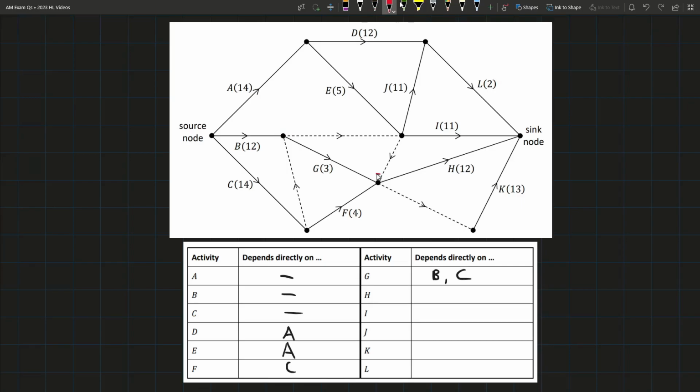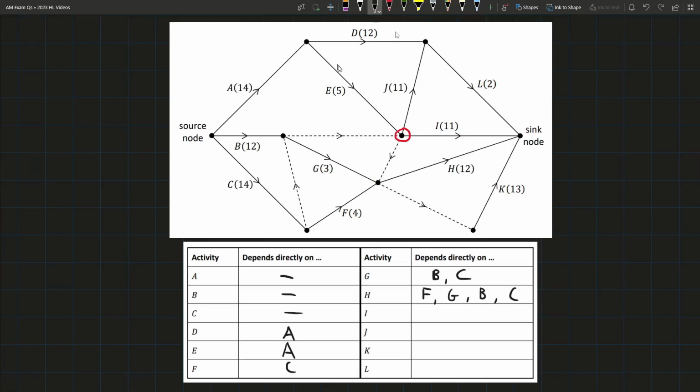If we look at H, that comes out of this node, so what's going into this node? Well, we have F, we have G, so we can also see that B goes to this node, and this node also, via the dummies, goes directly over to that node that's circled in red. So that means that H also depends directly on B. And for the same reasoning, because C goes to that red colored node, and then a dummy brings that red colored node over to the red circled node, that means that H also depends directly on C.